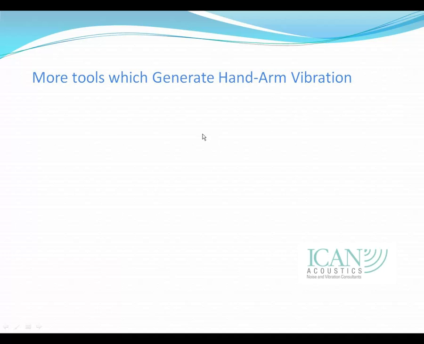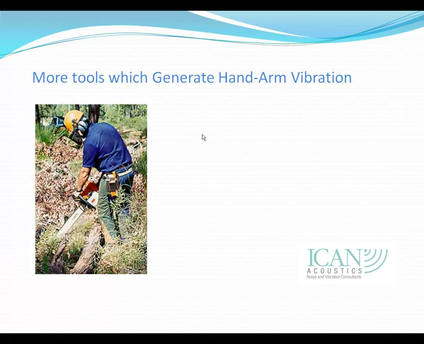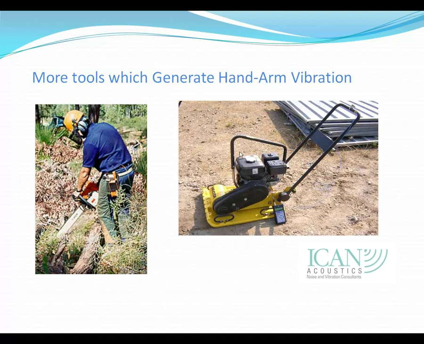Okay, so more tools that generate hand-arm vibration. This is a chainsaw. Again, you have a handle, an operator holds a handle here, and they're holding another handle back here. And again, each time that machine is used, it will generate hand-arm vibration. This is an example of a particular piece of construction equipment. It's often called a whacker, used for leveling purposes. But that machine induces vibration into the handles.